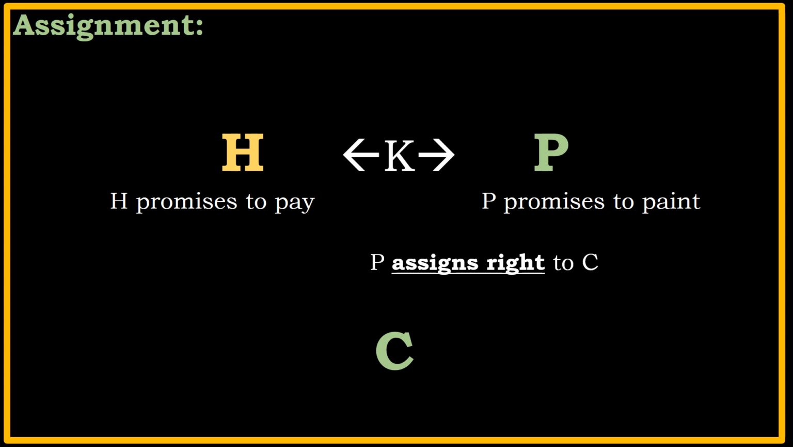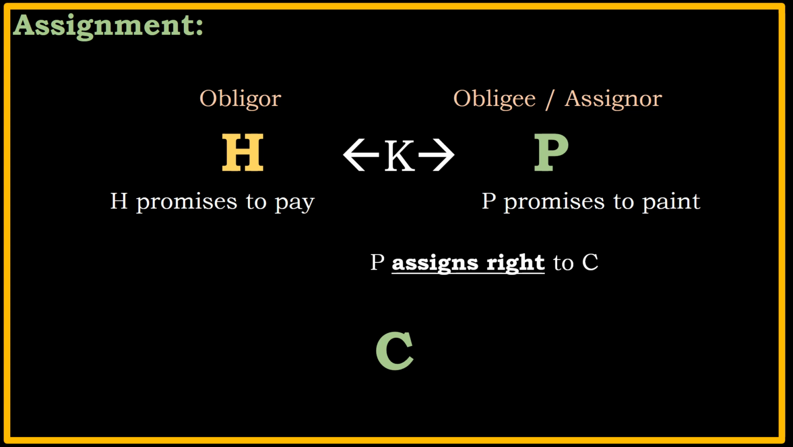Now, what do we call each of these parties in the assignment context? Well, in this case, H is the obligor. Homeowner is the obligor. What is the obligation? The obligation is to make payment. Painter is the obligee, right? What is the obligation that P has a right to? P has a right to payment from H.